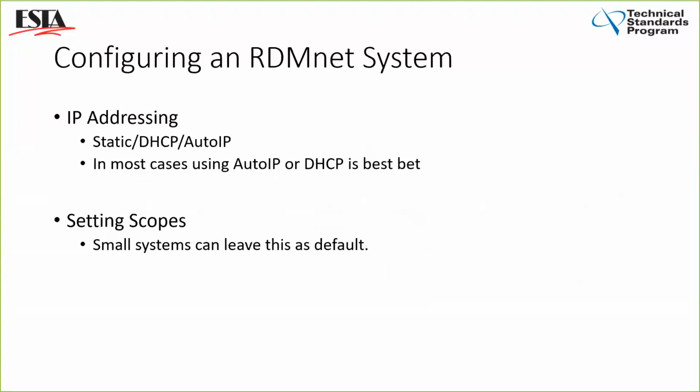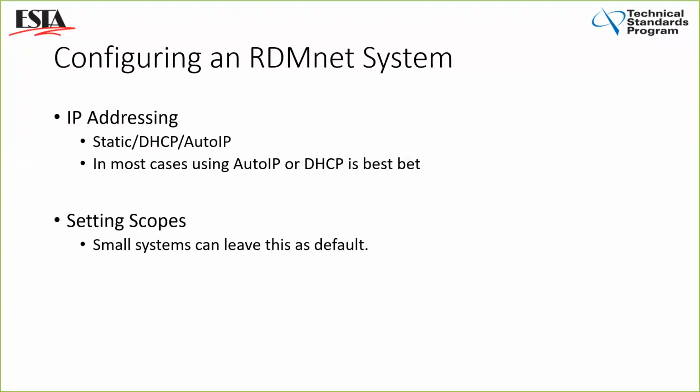So in configuring an RDMnet system, really the only two things you have to do are your IP addressing and setting scopes. You will have to have in an RDMnet system a valid IP address that is in the same network as everything else. So you will have to have your full TCP communication between the device and the broker or the controller. And you can do that by any means you want. That could be a static address, it could be DHCP, it can be auto IP.